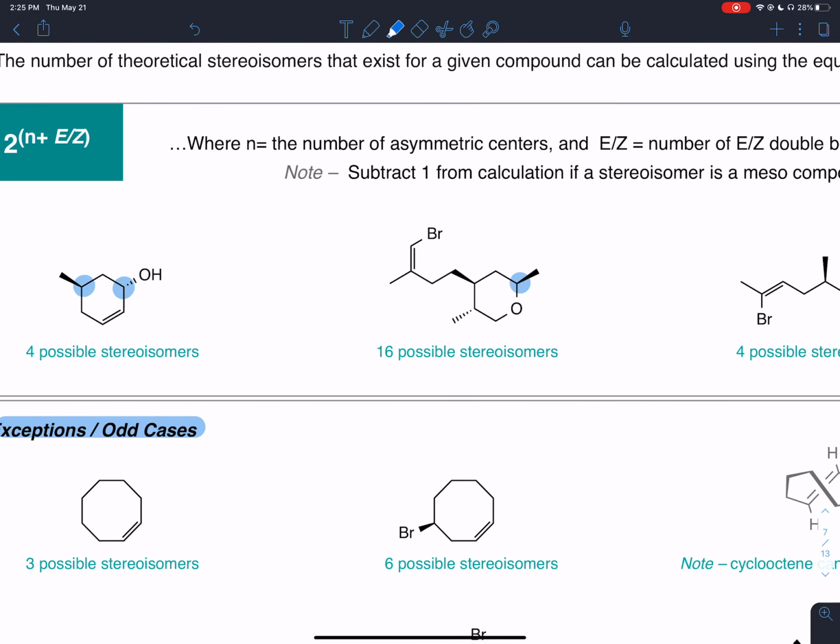In this structure here, we have 1, 2, 3 asymmetric centers. So we start by saying 2 to the 3, plus the number of E/Z double bonds. We scan for those. This is an E/Z double bond. We have one of them, 2 to the 4, which is equal to 16 possible stereoisomers.